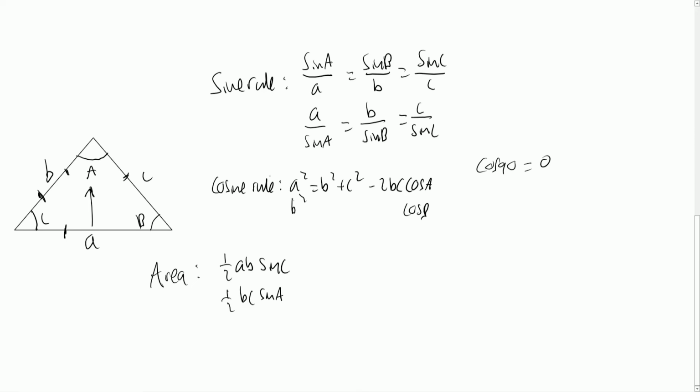In short, you want 2 sides and an angle between them, and you can use the sine rule or cosine rule to find out the last ones.